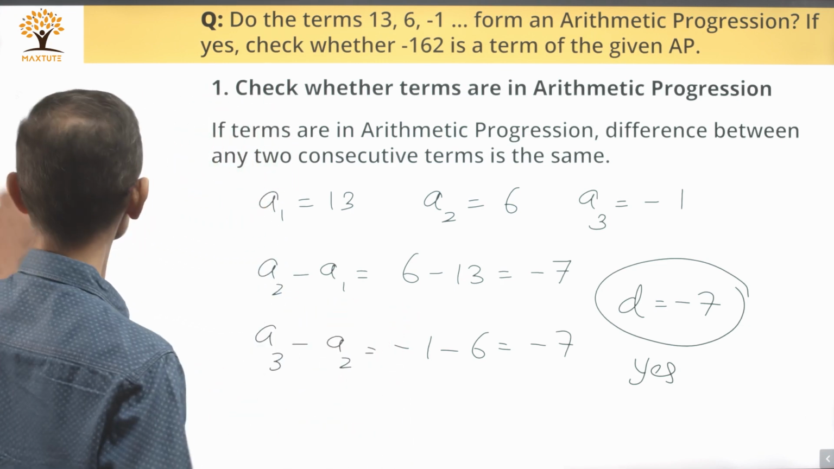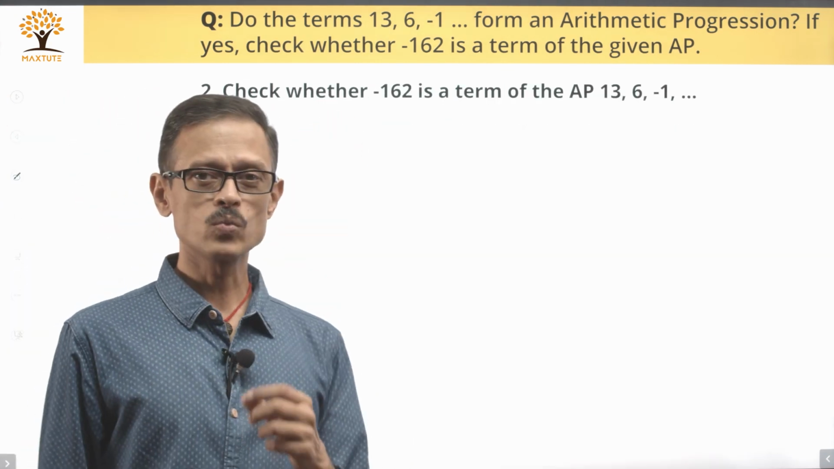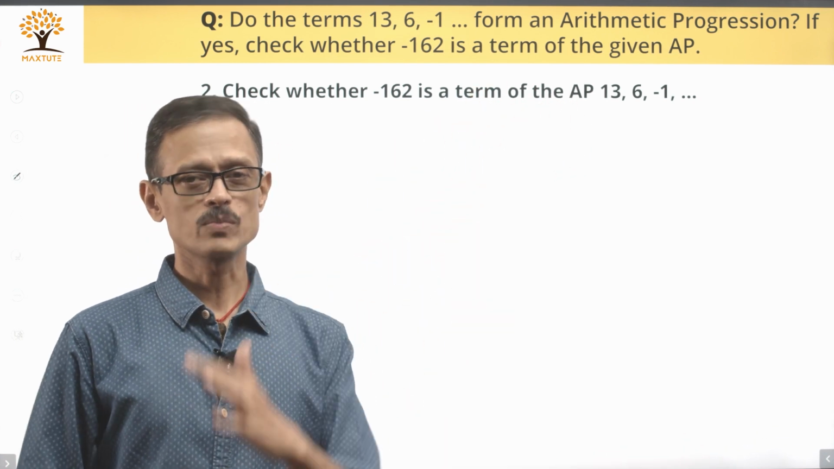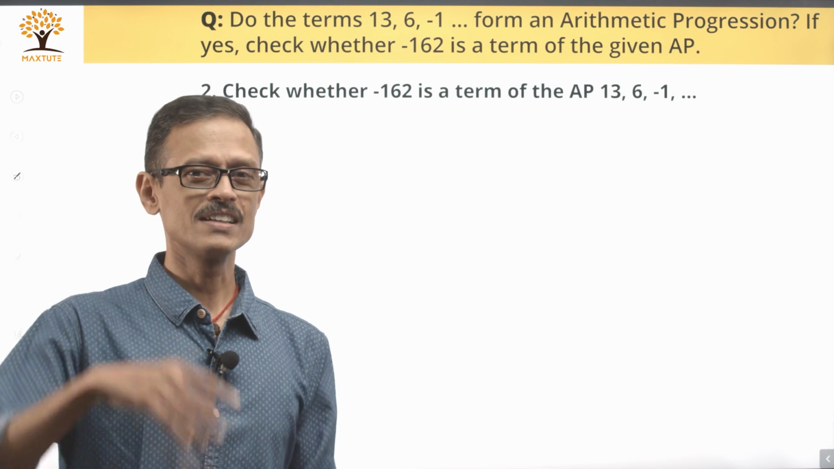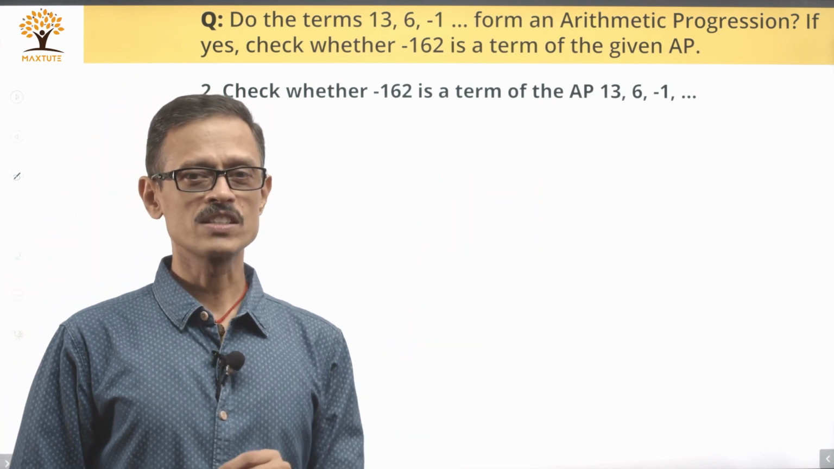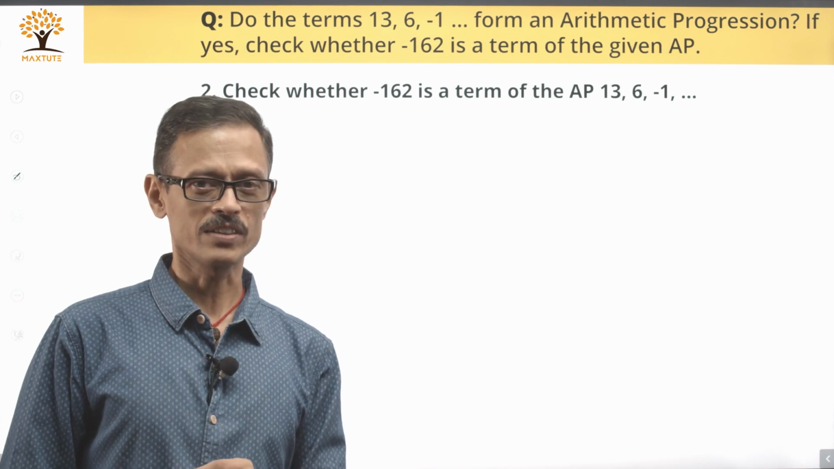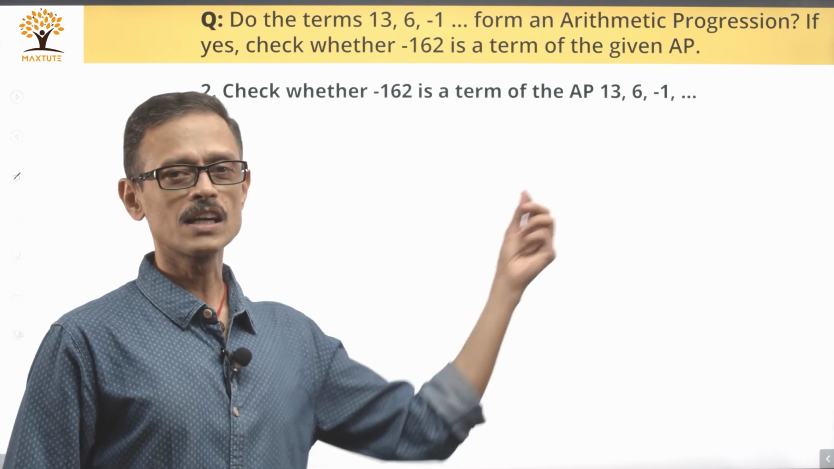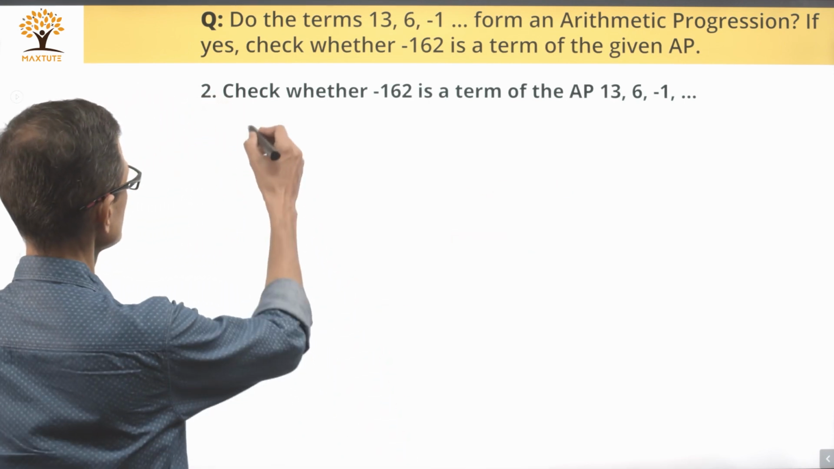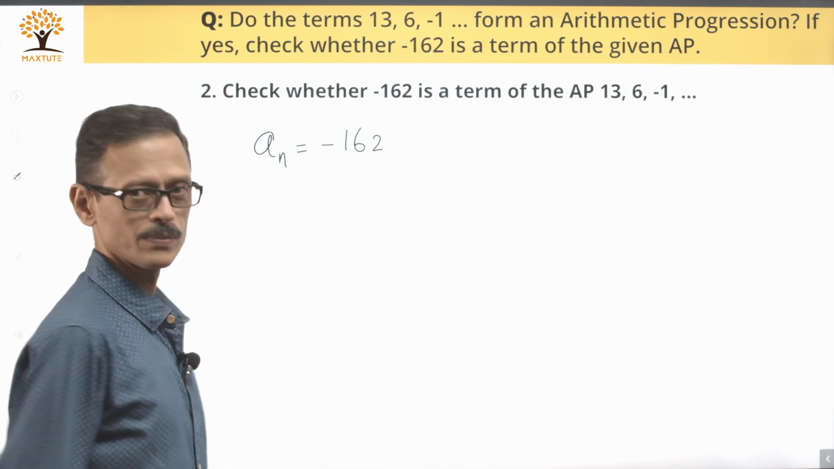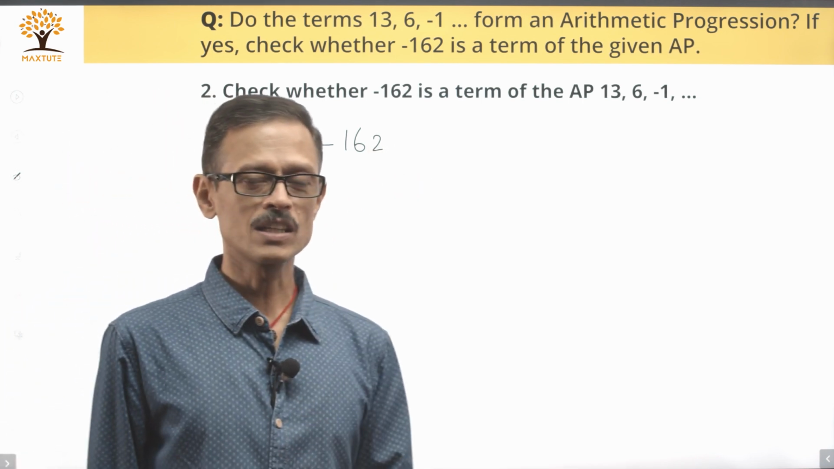Let's move to the second component. Let us check whether minus 162 is a term of this arithmetic progression 13, 6, minus 1. We know that it is in an arithmetic progression. That's part 1, done and dusted. Now, all that we need to check is whether minus 162 is a part of this arithmetic progression. Let us for a moment assume that minus 162 is a term of this arithmetic progression. So, we will call it the nth term. So, an is equal to minus 162. How do you compute the nth term of an AP?